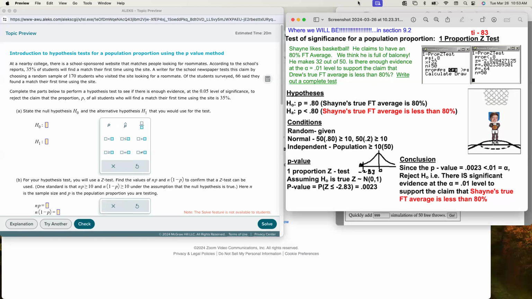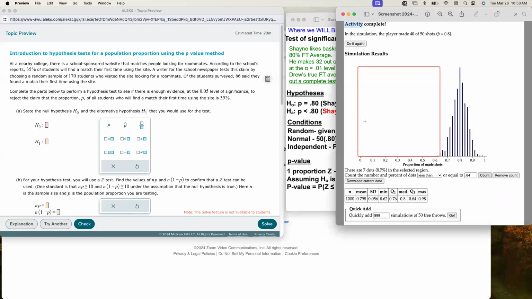Looking at the other activity that we did in StatKey, we simulated those results. The first time through, I simulated 40 out of 50, which ironically was 80% on the nose. So we did it again, and I quickly added 999 groups of 50. This was the distribution of them, and you can see we had a bunch of them at 80 and so forth.